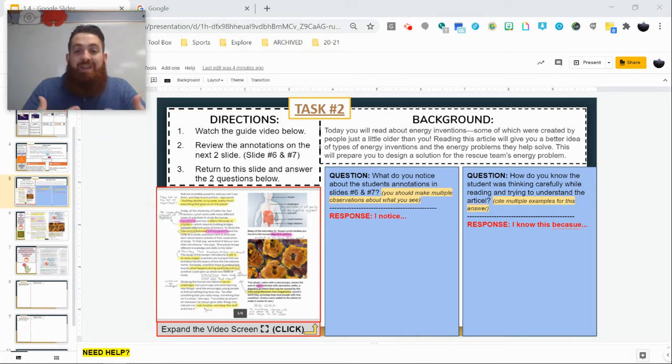scientific fields read a lot, and an energy scientist is no different. These types of scientists need to read constantly to learn more in different ways to solve different energy problems similar to those related to our rescue team. So, whenever scientists are reading, they have to read carefully and critically to make sure they understand the ideas that are being presented in whatever scientific article or reading that they're doing.